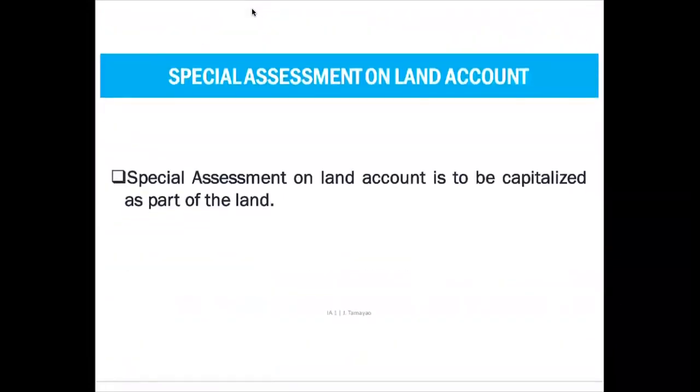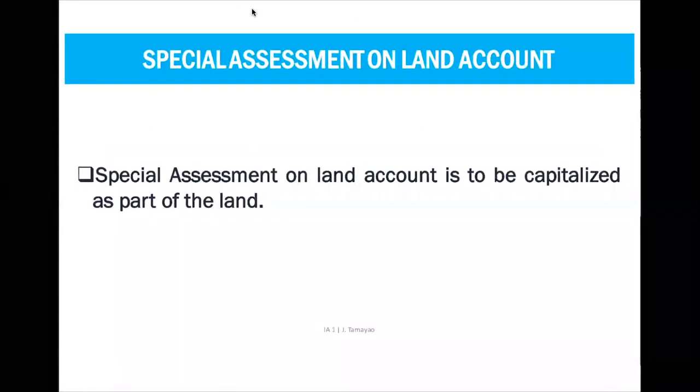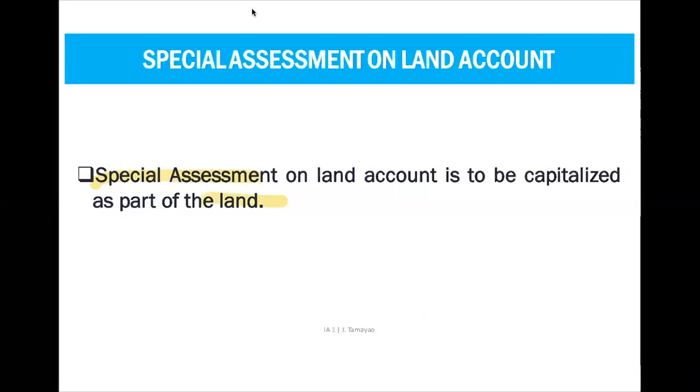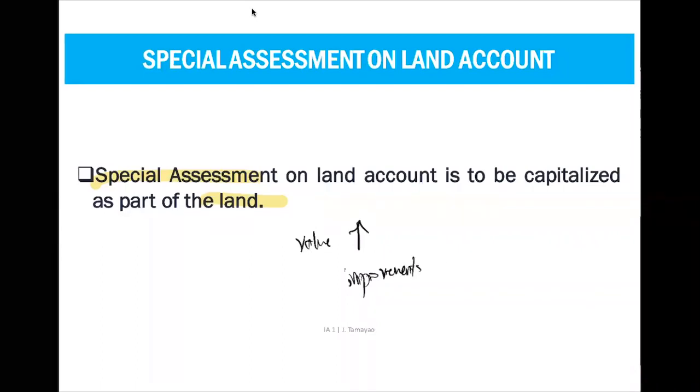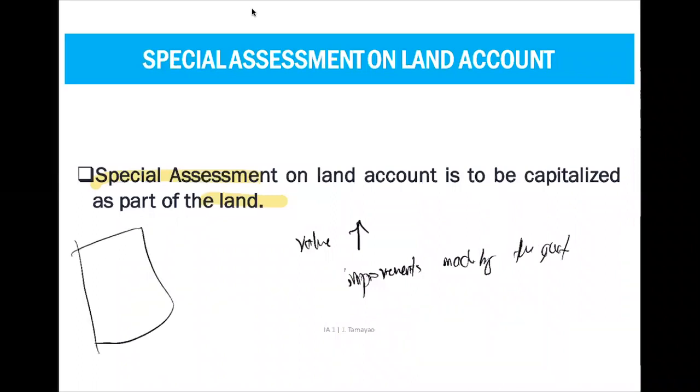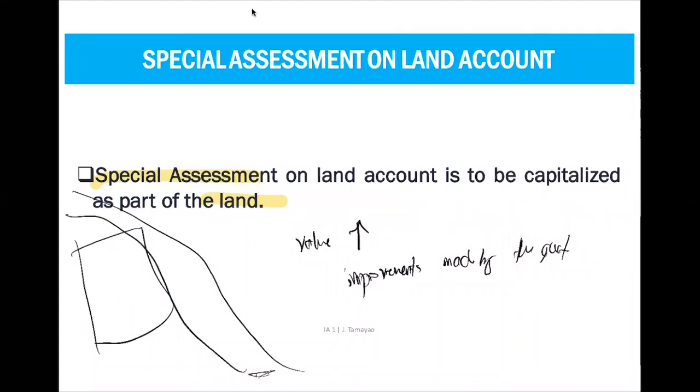Next, you have your special assessment on your land account. A special assessment is included as part of your cost of the land. What is a special assessment again? This happens if the value of the land increases because of improvements made by the government. So for example, ito yung lupa mo, napakaliblib na lugar niyan. Tapos suddenly, naglagay ng highway dyan yung government. And because of this highway, what happened to the value of your land? The value of your land increased.